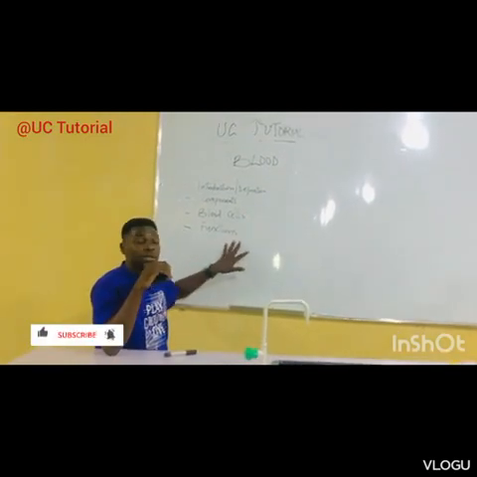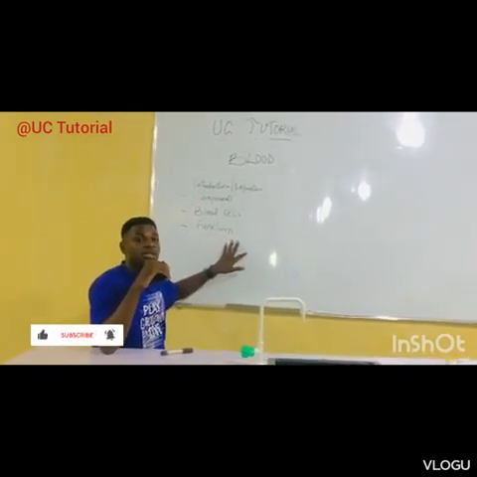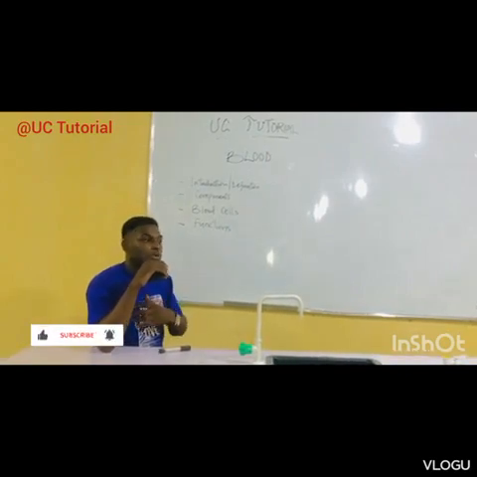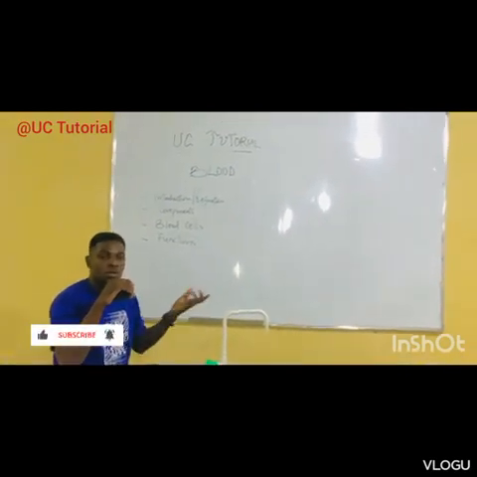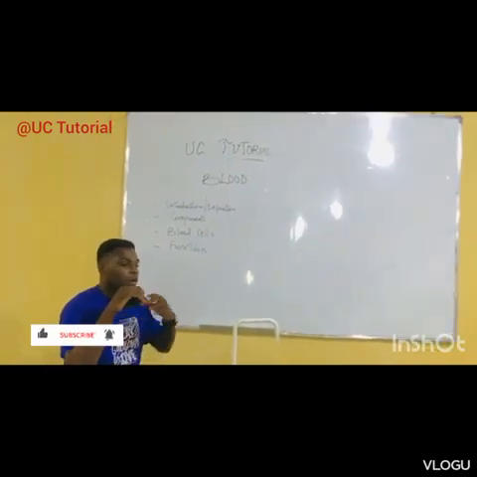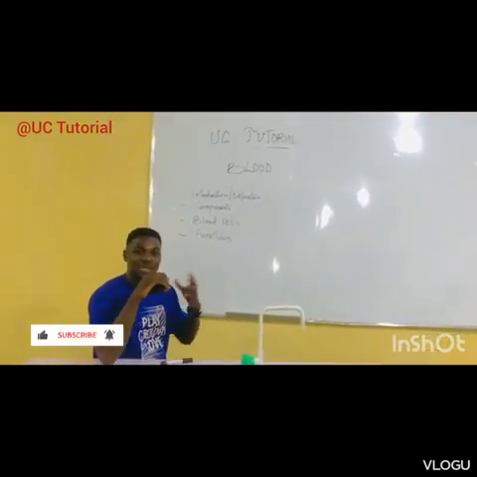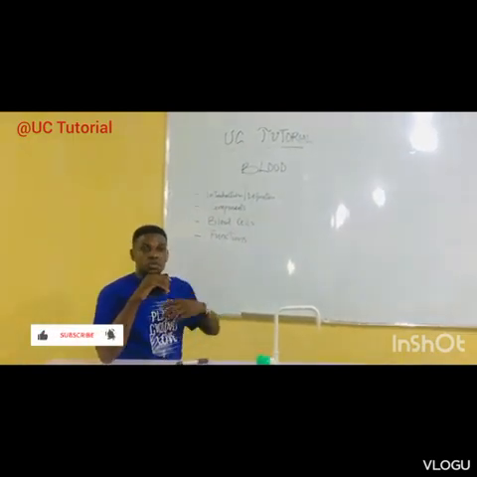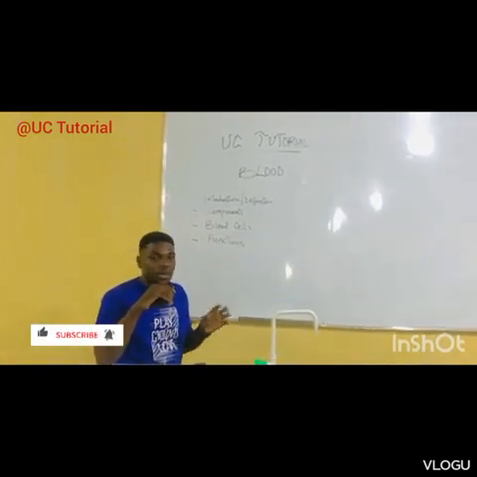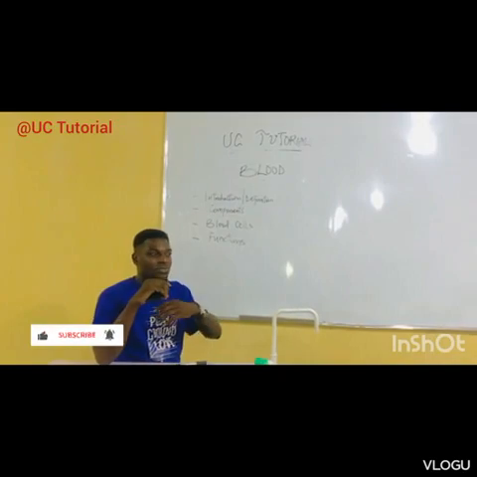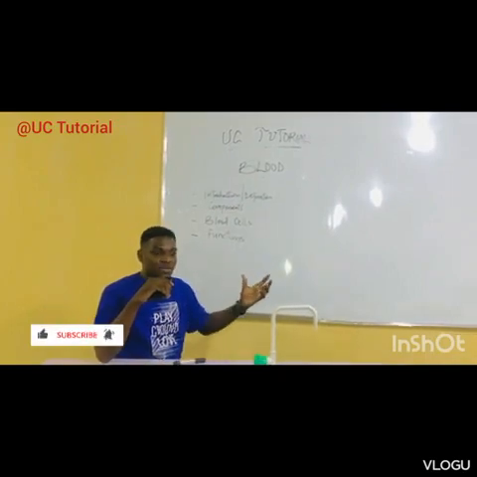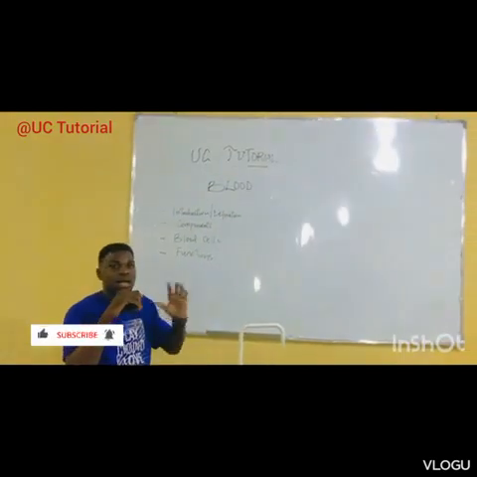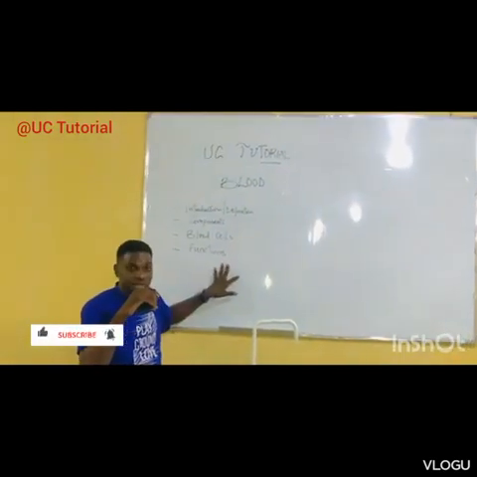So let's talk about the functions. The first function of the blood is that it helps in transport. It helps to transport materials and hormones from the glands where they are produced to where they are needed in the body. It also carries waste products to the kidney, from where they are excreted, and other things as well.